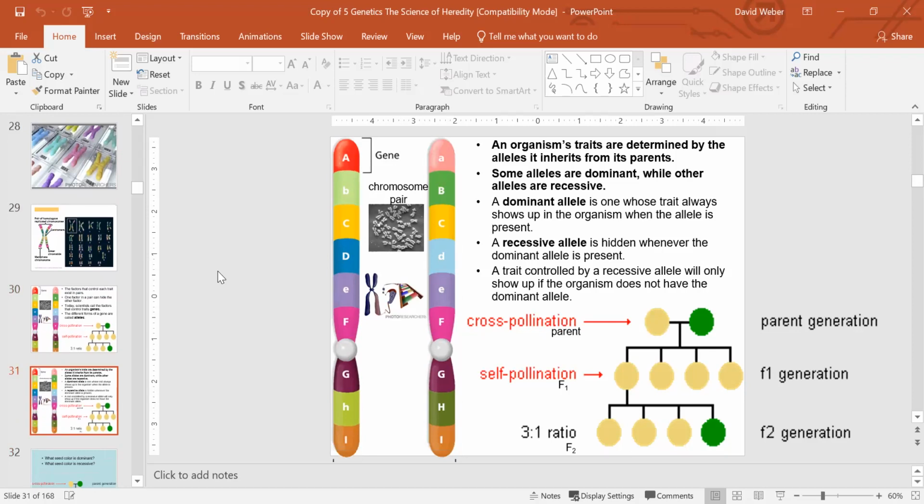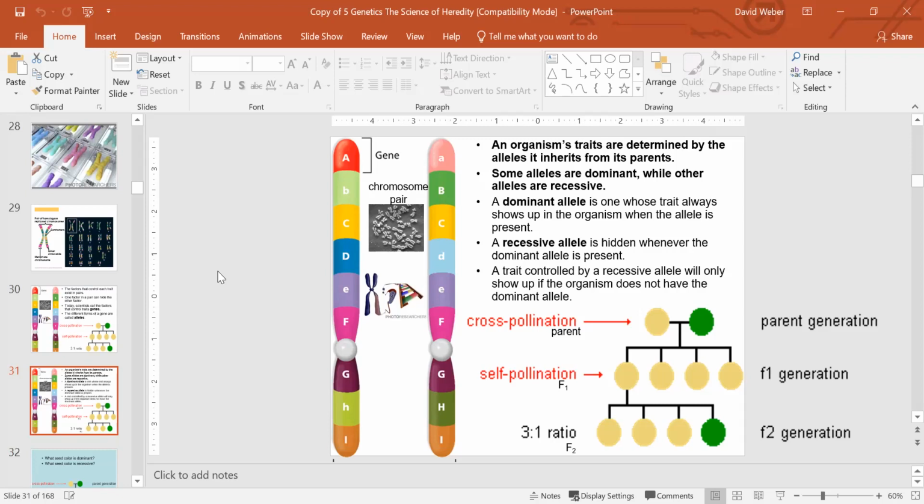Okay, for this one, I would highly recommend you write all of them down, especially the top 4. The last one is just a bonus. You should write it though. An organism's traits are determined by the alleles inherited from its parents. Some alleles are dominant while other alleles are recessive. A dominant allele is one whose trait always shows up in the organism when the allele is present. A recessive allele is hidden whenever a dominant allele is present.